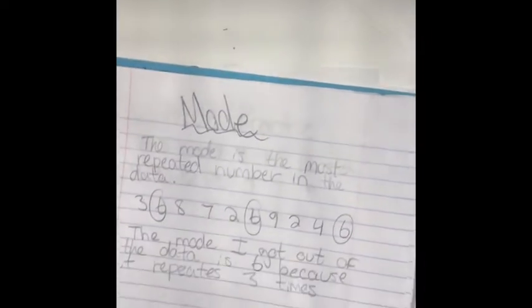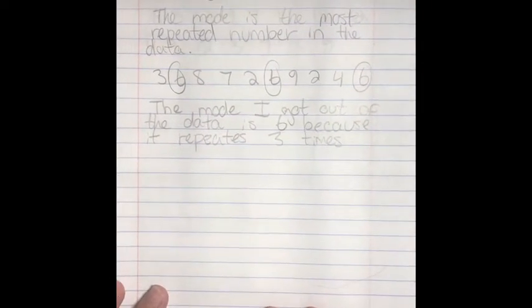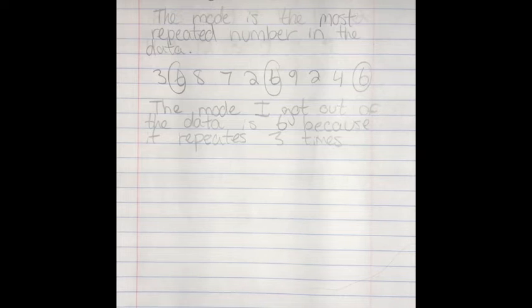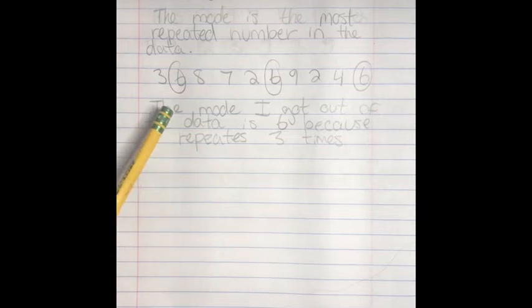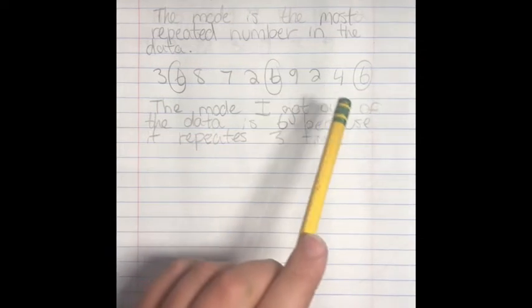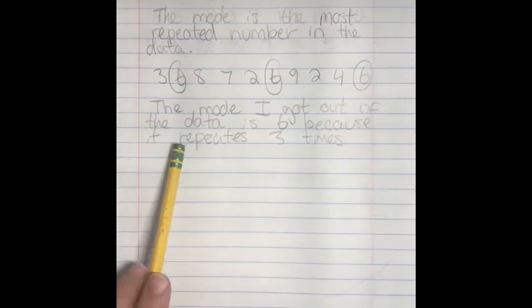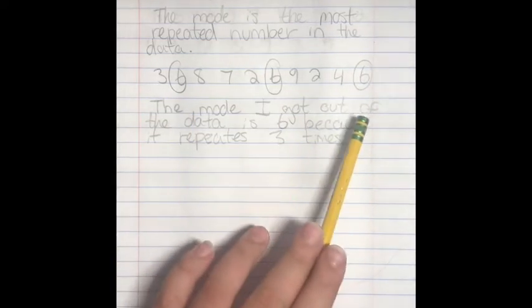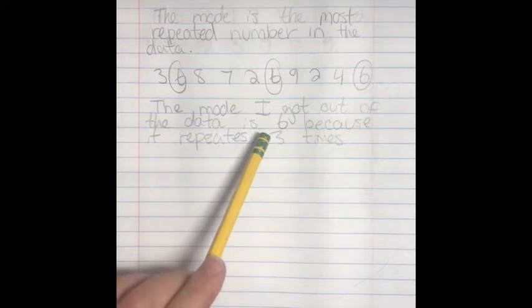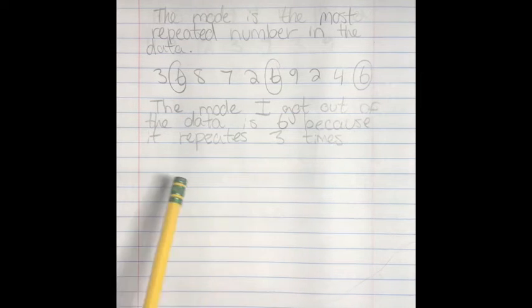Now for the mode. The mode is the most repeated number in the data. Here we have a chart which shows the most frequent number, which is 6. There are 3 6s. The mode I got out of the data is 6 because it repeats 3 times.